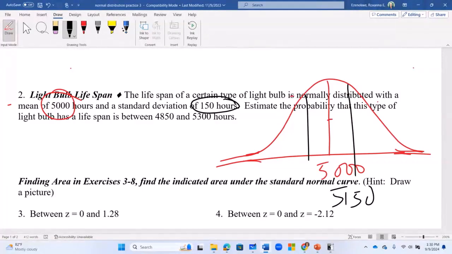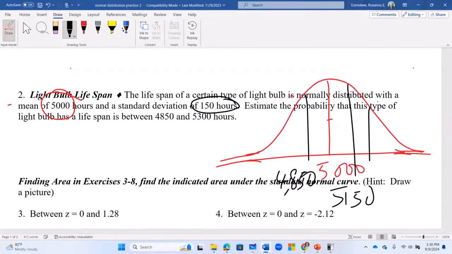Anybody? Unmute yourself and say it. It will be 4,850, because one standard deviation below the mean is 5,000 minus 150. So 4,850 is one standard deviation below the mean. Okay.